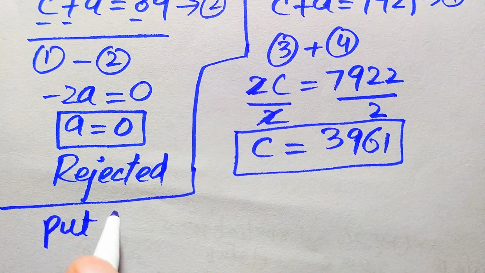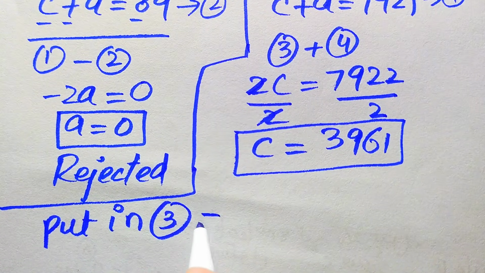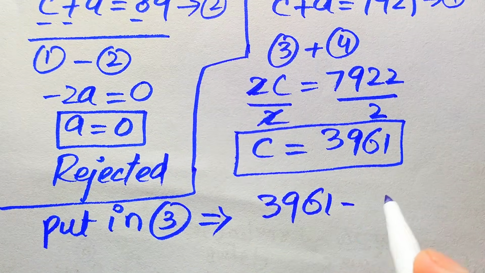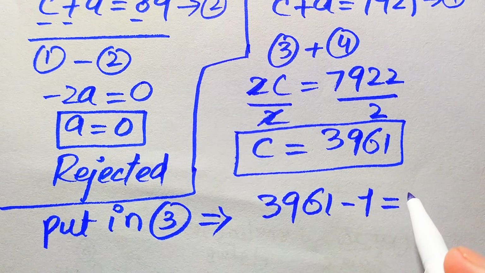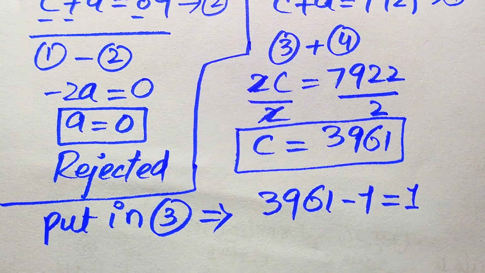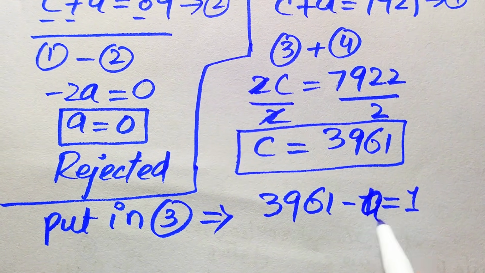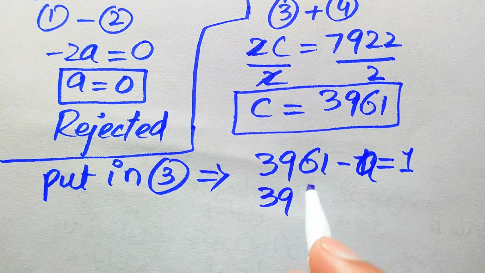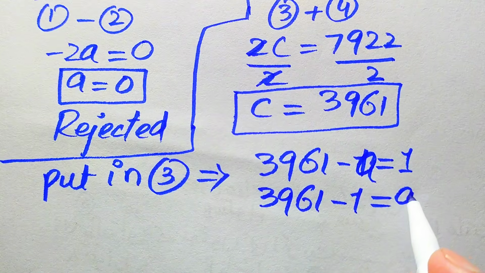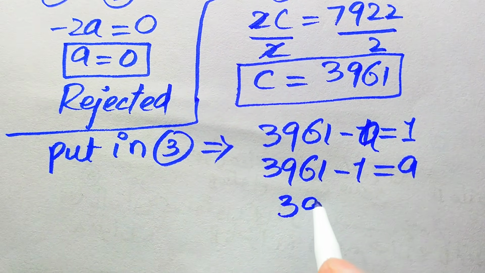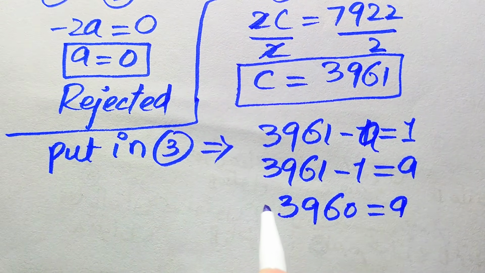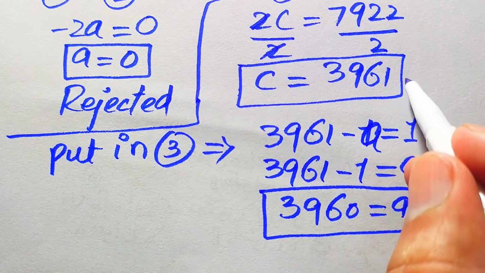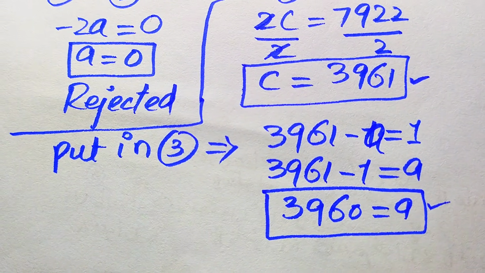So we put this value in equation number 3, and we get 3961 minus 1 is equal to a. Sorry, this is our a. So here we move minus a to the right hand side, and we move 1 to the left hand side, and we get 3961 minus 1 is equal to a. When we subtract these two values, we get 3960 is equal to a. So this is the value of a which we get here in the second case.